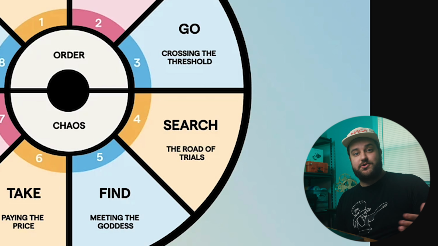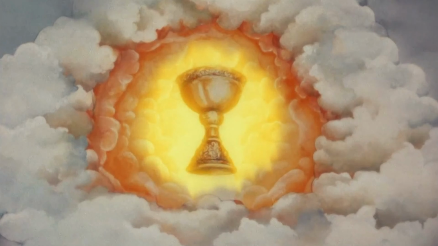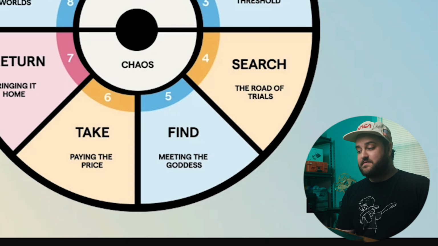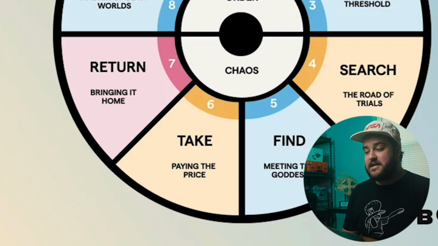Number four is search. Typically, this is where you're looking for a specific MacGuffin or Excalibur or what have you. You know, you're looking for the Holy Grail. This is that part where you begin that journey and it leads you into all sorts of trials. Number five is find. Meeting the goddess, finding the sword. This is where you find the thing or the person that you were looking for in the process. Number six is take, paying the price.